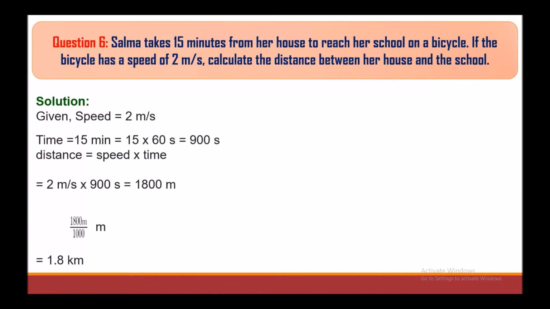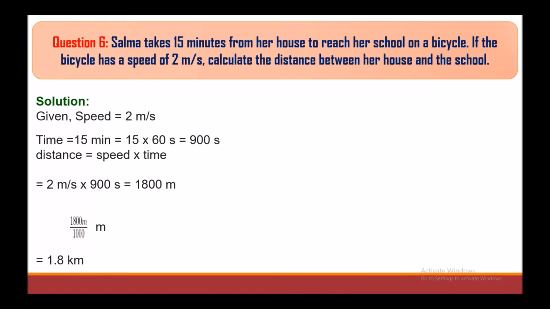So the answer: speed is 2 meters per second. Time taken is 15 minutes. So 15 into 60 seconds. We will convert 15 minutes into seconds. So 15 into 60, that is 900 seconds.